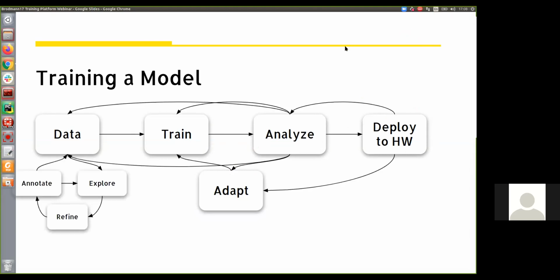Well, not so easy. I really hope you were a bit uneasy when I described the process, because it's not so clear-cut. It is time-consuming and it's expensive. First, I wrote data, but it is actually an entire world in and of itself.